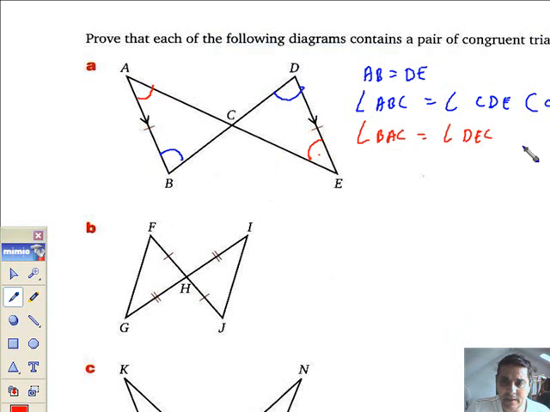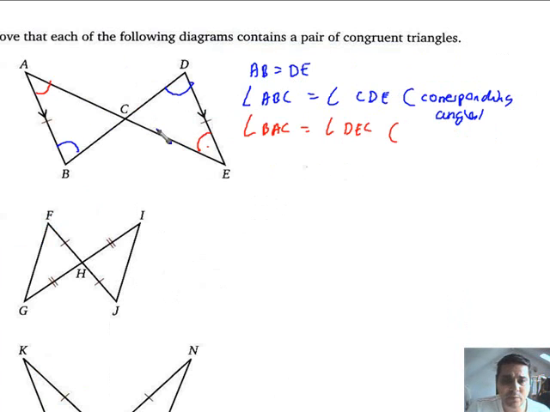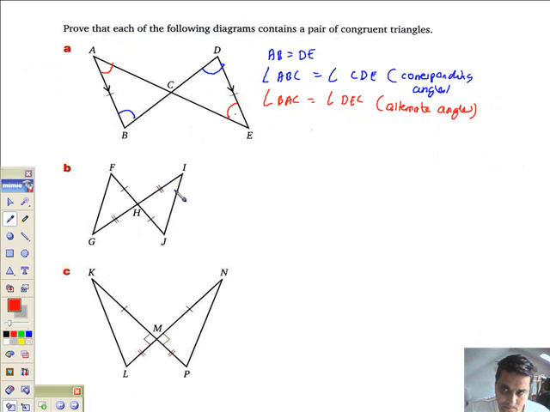Angle DEC. Why is that? They're also, sorry, not corresponding, these are alternate angles. Let me just change that. They correspond to each other in terms of their position, but it's on the other side of the line. So I have to call them by the correct name here. They're alternate angles. In blue, please.